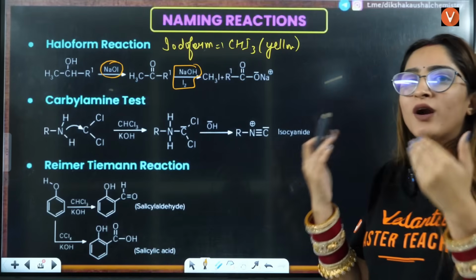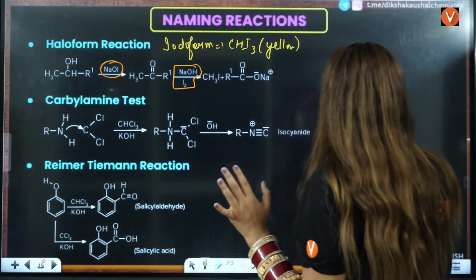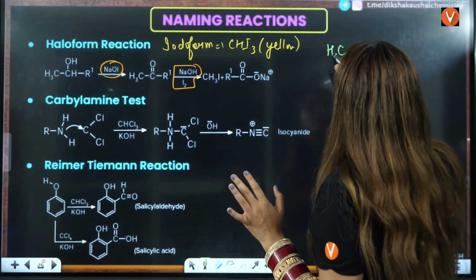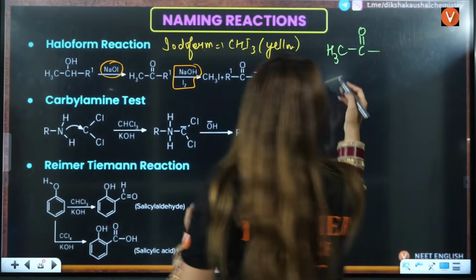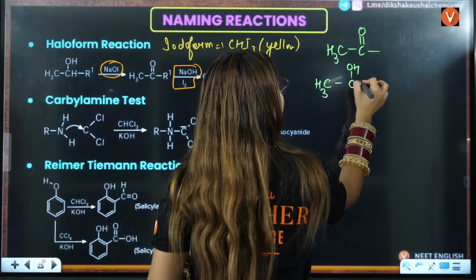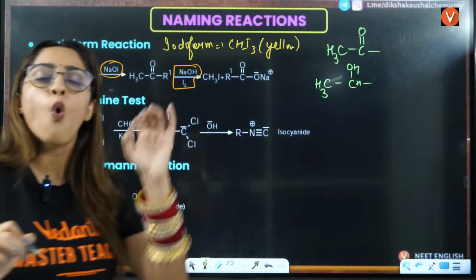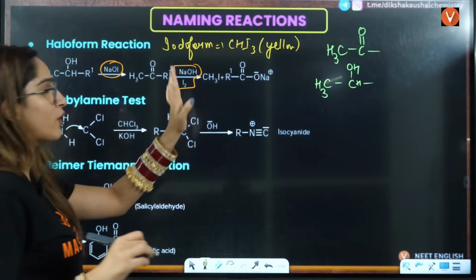So basically, what kind of ketone, aldehyde or alcohol can give this reaction? Directly remember this: either you should have CH3-C=O, this kind of aldehyde or ketone, or you should have CH3-CH(OH)-, this kind of alcohol. Only then will this test be given. This is a very important point.